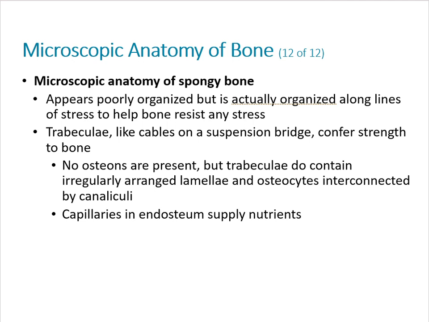But spongy bone does not have any osteons. They're not present. Instead, we have trabeculae or spicules, these kind of irregularly arranged points and lamellae, but there are also osteocytes that are still interconnected by canaliculi. So it has a communicating structure that supports bone communication. There's also plenty of capillaries in the endosteum that supply nutrients to these spongy bone osteocytes.